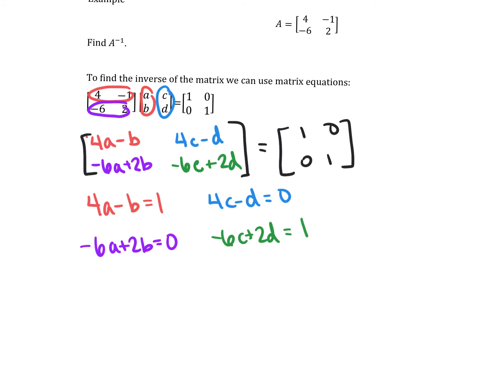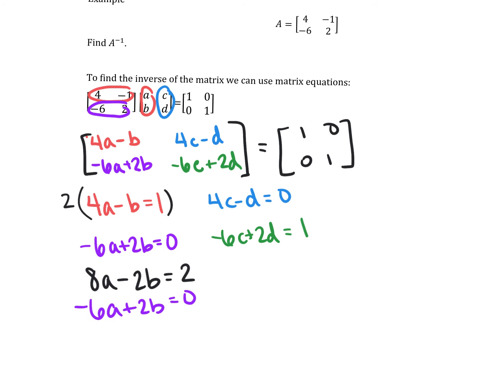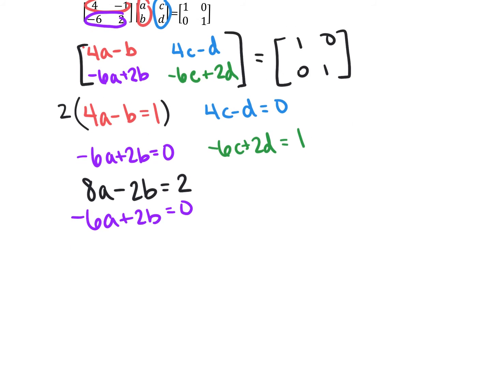In order to solve it, I'm going to use elimination. And I'm going to eliminate the B variable because I have opposite signs. I'm going to multiply this red equation by 2. When I do that, I get 8A minus 2B equals 2. Minus 6A plus 2B equals 0. If I'm eliminating, 8A minus 6A is 2A. The B's eliminate. I'm left with 2 minus 0, that's 2. Divide everything by 2. A is equal to 1. So I know the variable for A is 1.